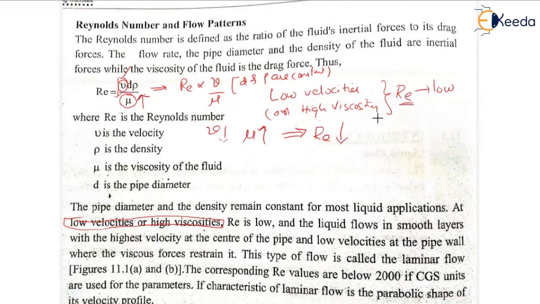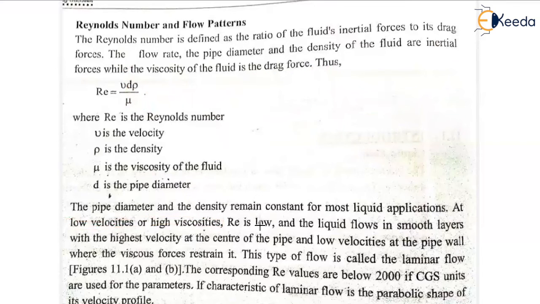That means Re value is low for low velocity and high viscosity. And as a result of this, the liquid flows in smooth layers, with highest velocity at the center of the pipe and low velocities at the walls. This type of flow is called laminar flow. What is it called? Laminar flow. What is a laminar flow?